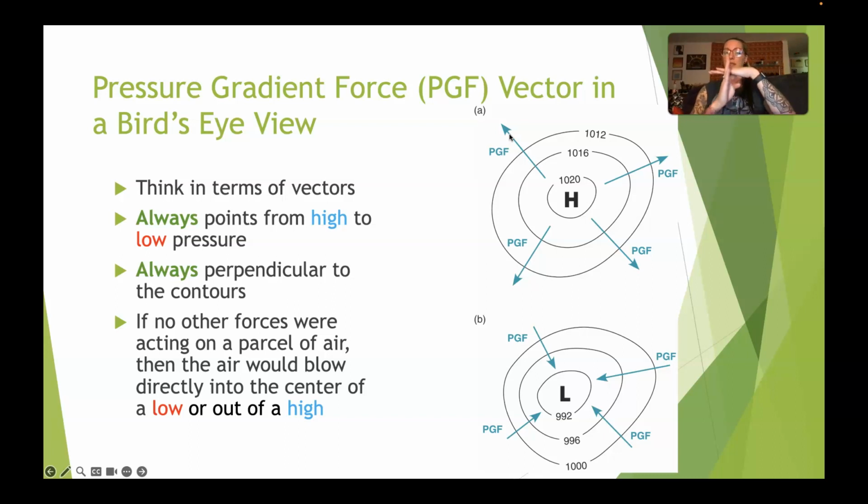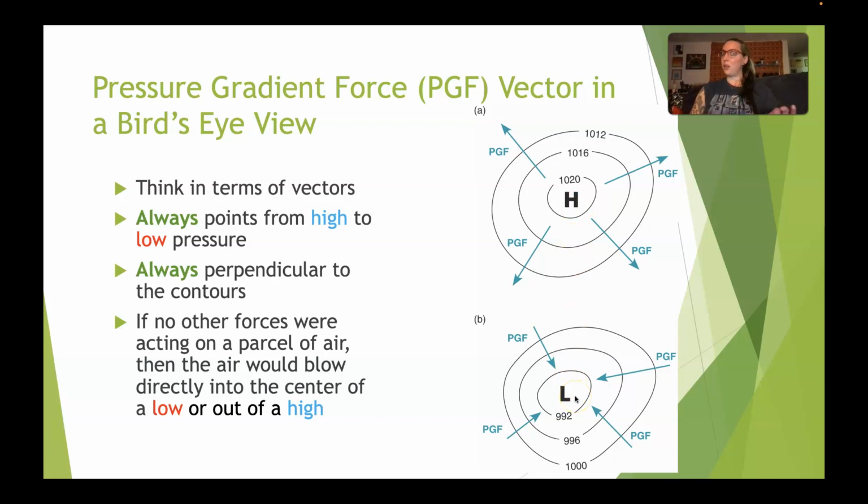Remember, perpendicular gives you that 90-degree angle. Parallel would be side to side, right? Perpendicular would give you like a plus sign. And if there were no other forces acting on that parcel of air, then the air would blow directly from high to low. I don't really know how to use the draw function on here without things going haywire, so we're going to just pretend I'm drawing from high to low.